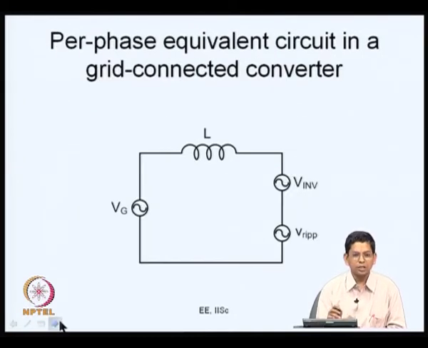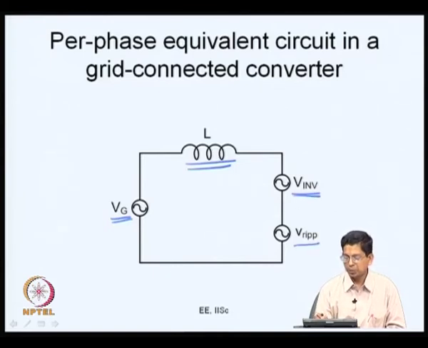Now, instead of a motor drive application, if you take it to be a grid connected converter, the AC side of the inverter is connected to the mains through line inductor L. In that case, Vg is the mains voltage. This is what we saw in one or two lectures back, when we were discussing front end converters and StatCom kind of applications. This is the grid voltage, this is the fundamental component of the inverter voltage, and this is the ripple part of the inverter voltage.